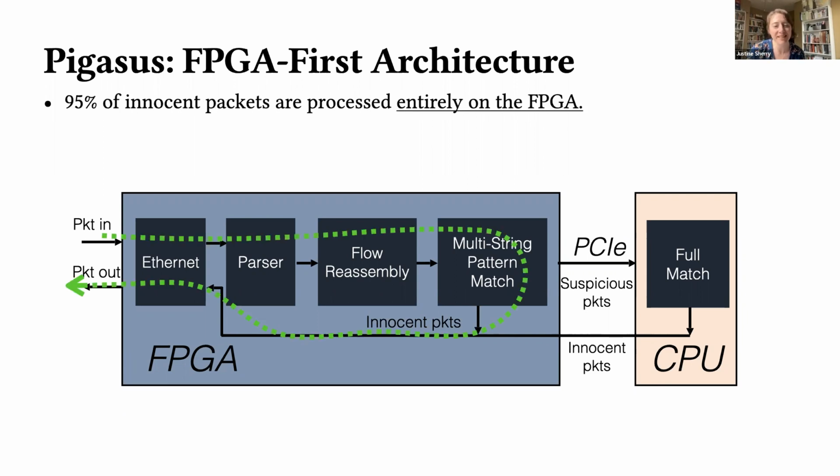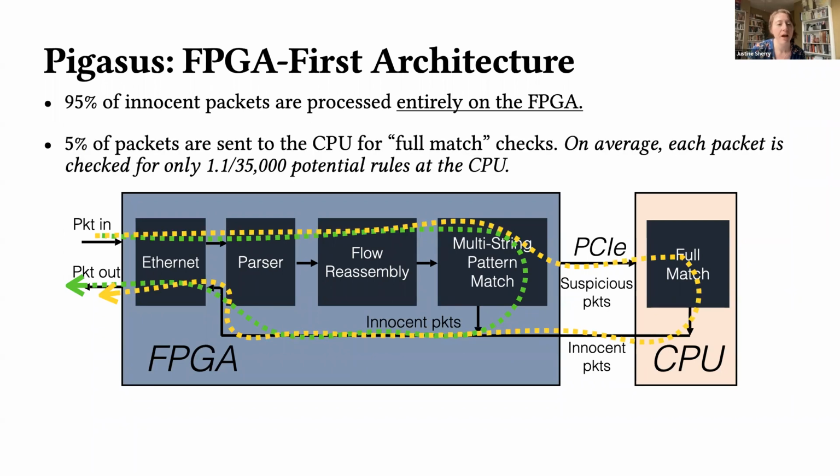The key thing that Pigasus achieves by placing the FPGA first is that it can do a massive amount of highly parallel filtering over the traffic before shipping it off to the CPU. And it turns out that we can identify 95% of innocent packets as truly innocent right there on the FPGA, bypassing the CPU entirely. A mere 5% of packets wind up traveling to the CPU.